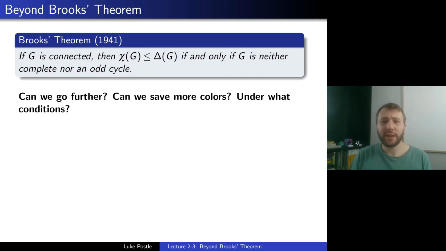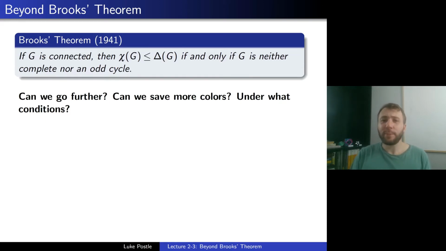Alright, but the question next then is, can we go further? This is a theorem from 1941, that's almost 80 years ago. Where else can we go? What generalizations or strengthenings or variants can we do? So what I'd like to talk about today is, can we save more colors? Can we do more than just plus 1? Can we go to Δ−1 for the number of colors? Δ−2, half Δ, even lower? All these will be questions we'll be getting at, and under what conditions.